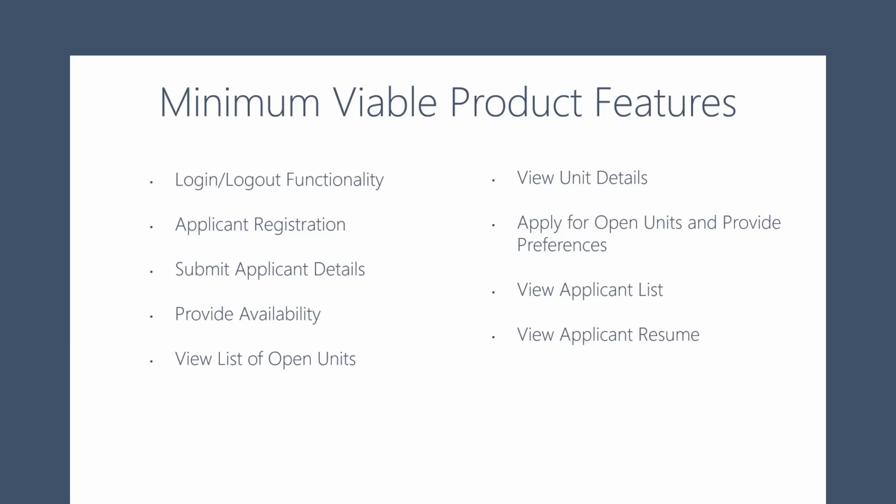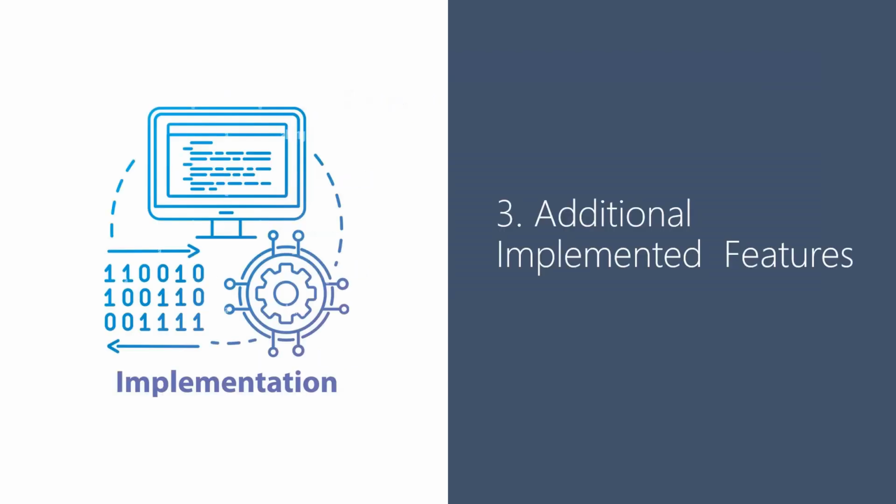View applicant list. Permanent staff members have access to a comprehensive list of applicants who have applied for a particular unit. View applicant resume, where staff members can view detailed application information including contact details, demographics, qualifications, work experience, availability, and preferences, facilitating the hiring process.